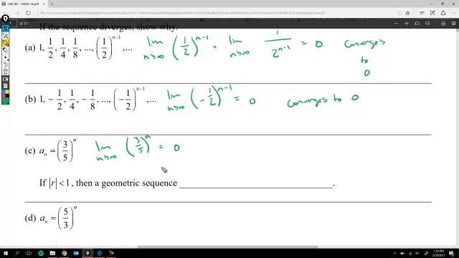And so I'm going to come up with a general statement by saying that if the absolute value of my common ratio is less than 1, then my geometric sequence will converge. Okay, now it won't always converge to 0, but it will converge.